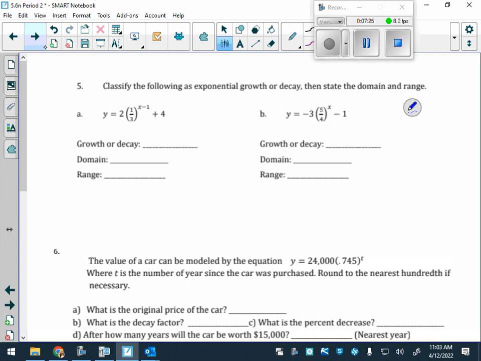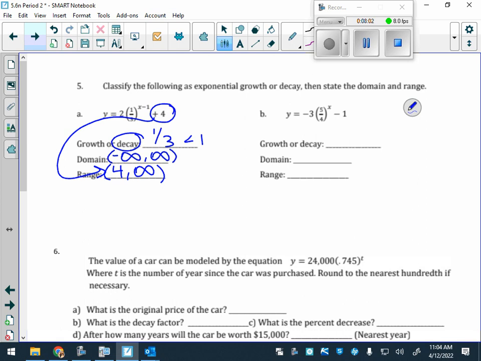Now we're given 2 equations, and you have to determine if it's growth or decay, domain and range. Okay. All right. For the first one, Lily, growth or decay? Decay. Good, because 1/3 is less than 1. What is my domain and range, Tori? Okay. The range, Sam. 4 to infinity. Remember, since there's no reflection, your horizontal asymptote will start off your range.